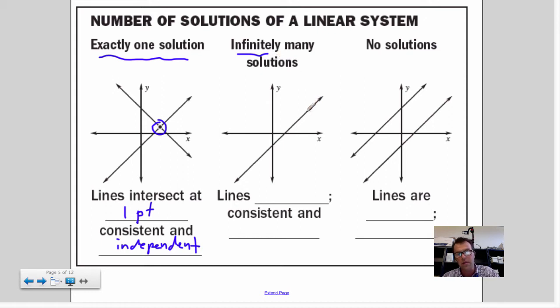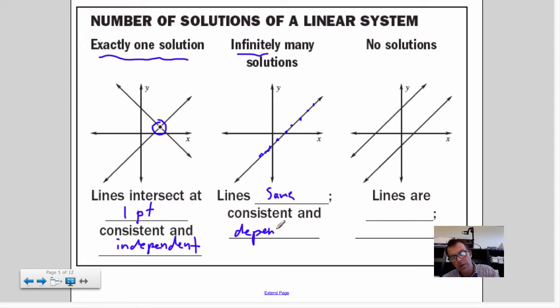Why? Because there are infinite, right? How many points would you like me to draw before? I could do this forever. It would be fun, right? There are just points, and I'm skipping. There's a million points in between every point. So again, we say that the lines coincide, or they are the same line, and it is consistent and dependent.